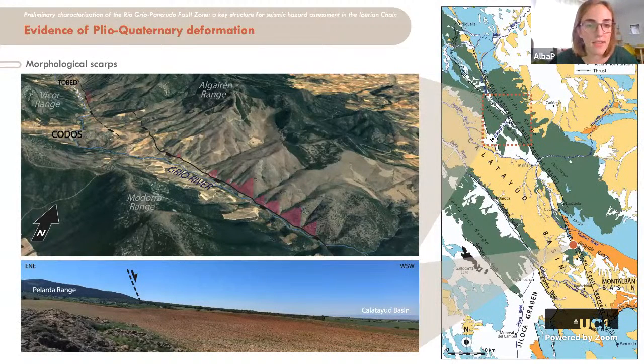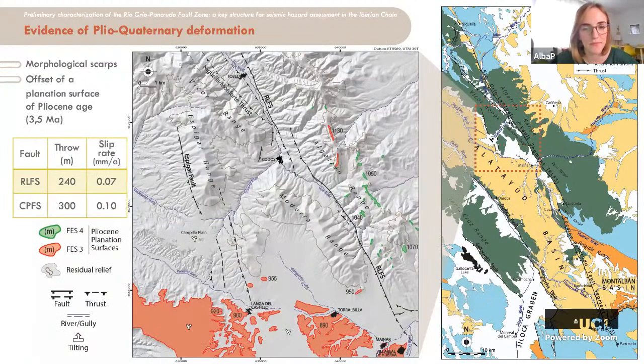We are now collecting data of recent deformation along this structure, and we have studied, for example, morphological scarps. In the first photo, you can see triangular facets along the Rio Grio Valley, and in the second photo, the morphological scarp of the Pelarda range. These scarps are gentle, but usually show recent alluvial fans associated to them. Next slide, please.